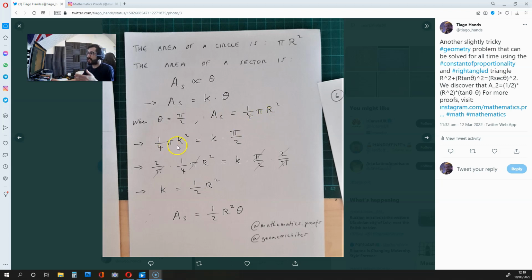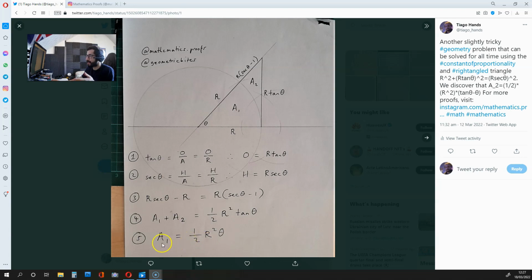This means that a quarter times pi r squared is going to be equal to k, which is the constant of proportionality, times pi over 2. If we multiply both sides of this equation by 2 over pi, what we get is the constant of proportionality is half r squared. Since the area of the sector is k times theta, and k is half r squared, then the area of a sector must be half r squared times theta. So we know that the area of the sector A1 is half r squared times theta.